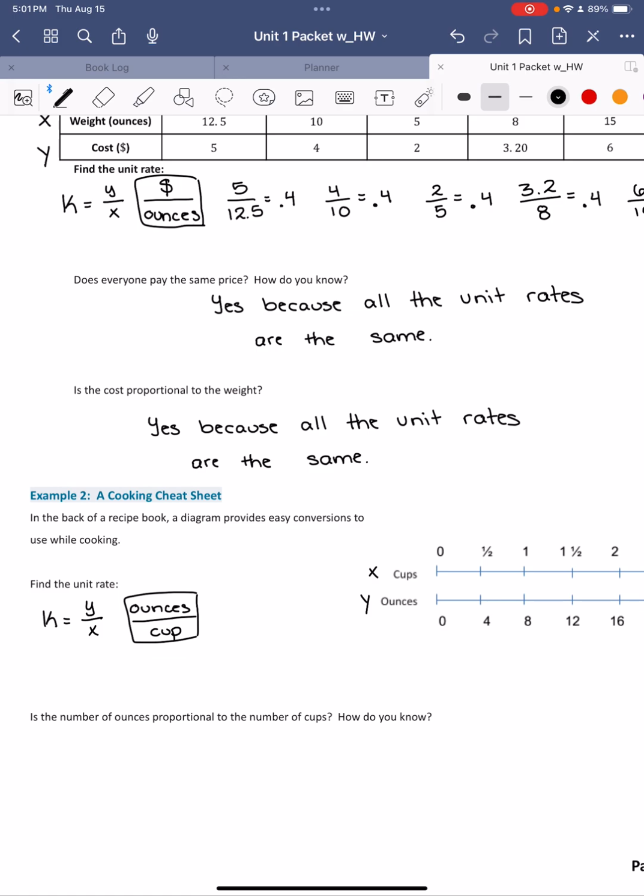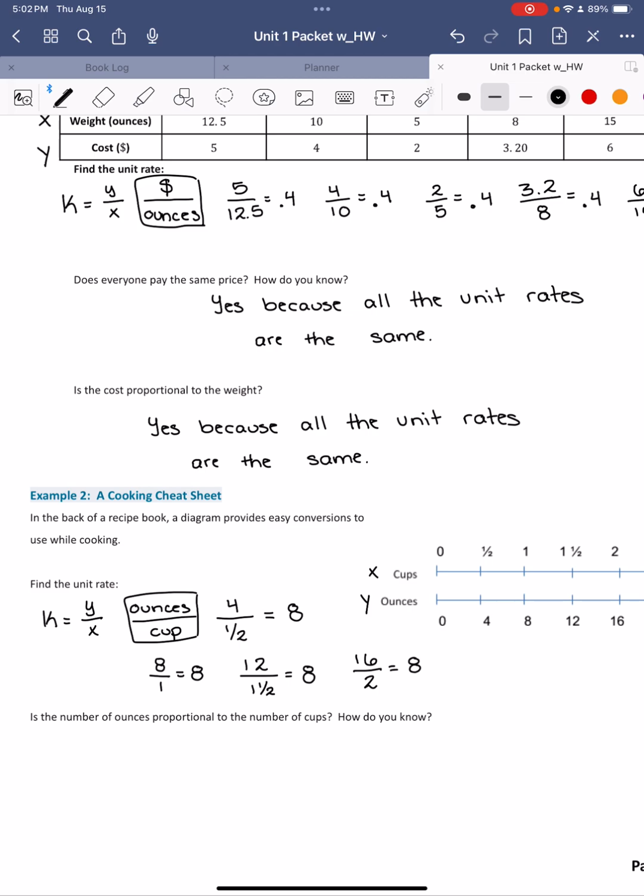I'm going to start with my actual numbers. So 4 are actual positive numbers, because 0 is technically neither. So 4 divided by 1/2, if you want to write that as a fraction or a decimal, does not matter. 4 divided by 1/2 is going to give me 8. Next one, 8 divided by 1 is also 8. 12 divided by 1 1/2 is also going to give me 8. And last but not least, 16 divided by 2, that gives me 8.